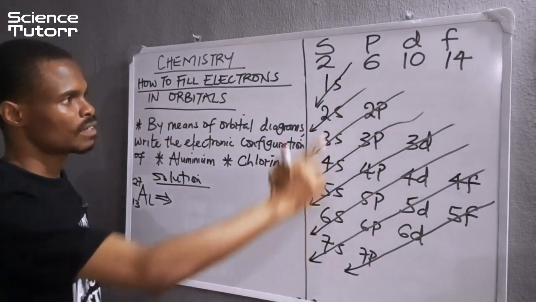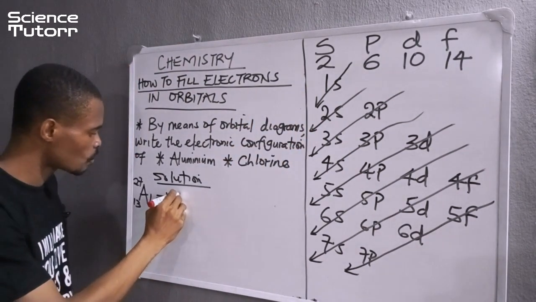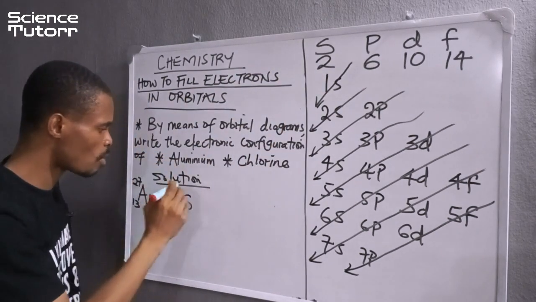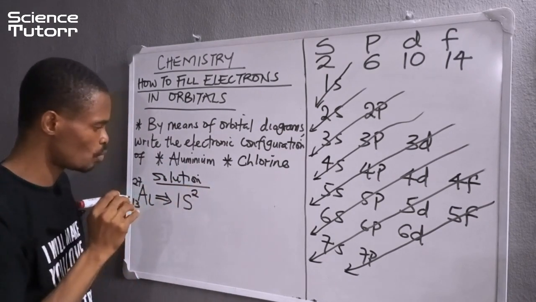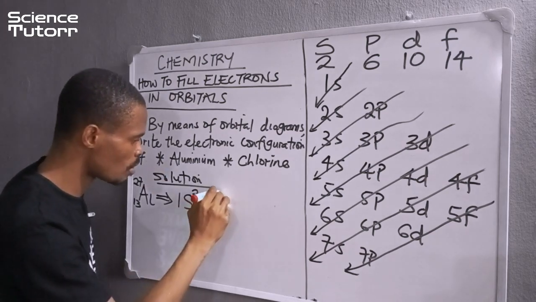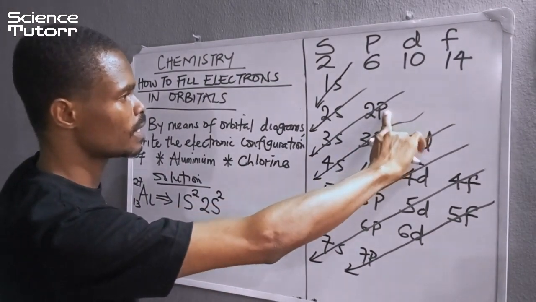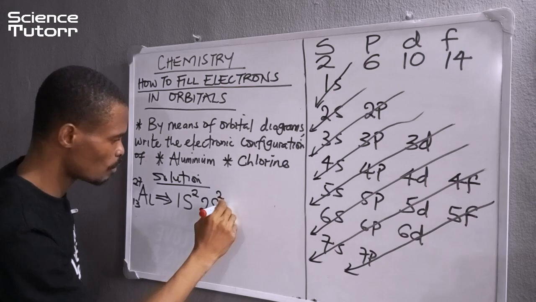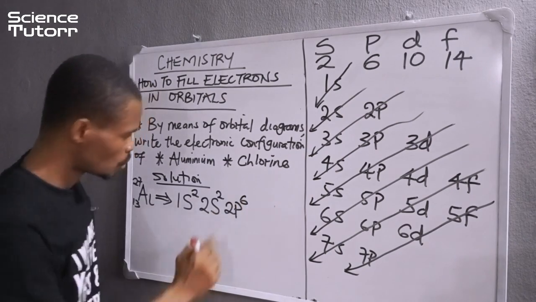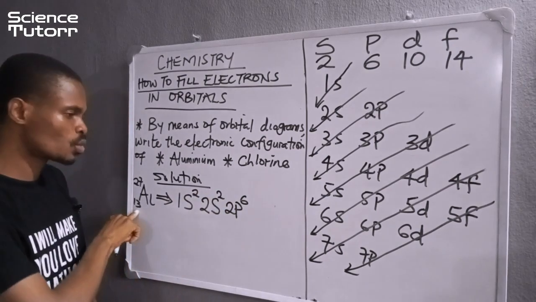For the first case, according to the Aufbau principle, we begin with 1s. For aluminium, s holds a maximum of 2 electrons, so we have 1s2. We have 2s, which holds a maximum of 2 electrons, so 4 is gone out of 13. The next energy is 2p, and p holds a maximum of 6 electrons. So 4 plus 6 is 10. 10 is gone out of 13.